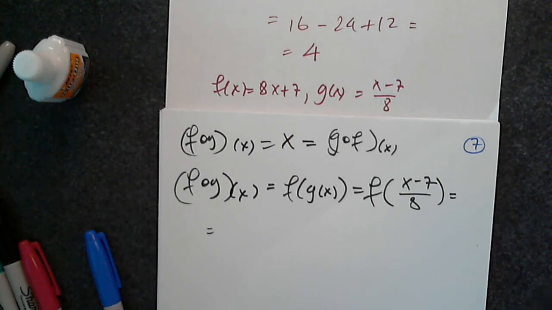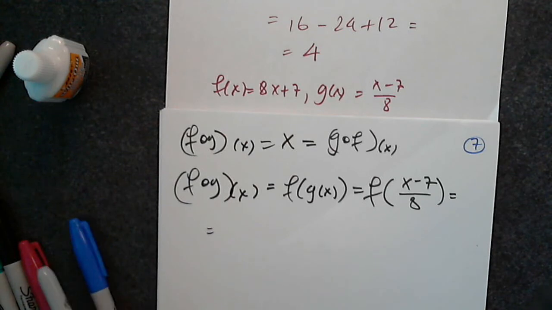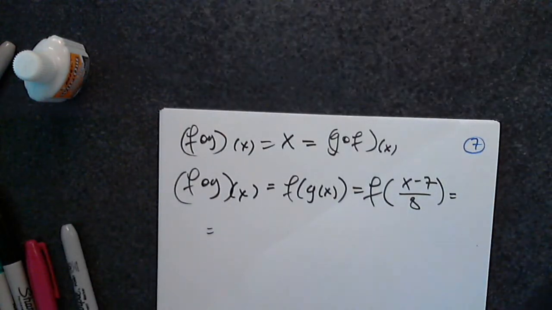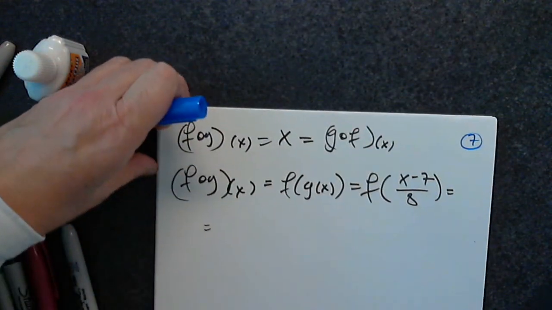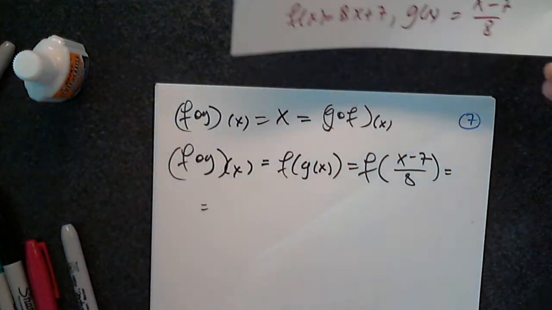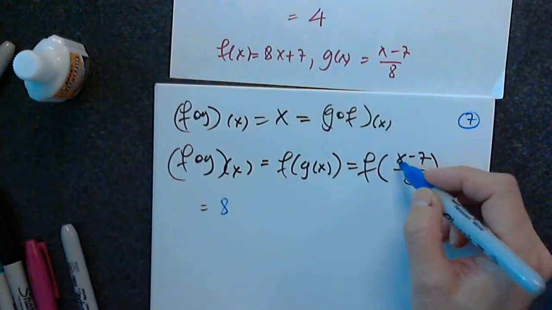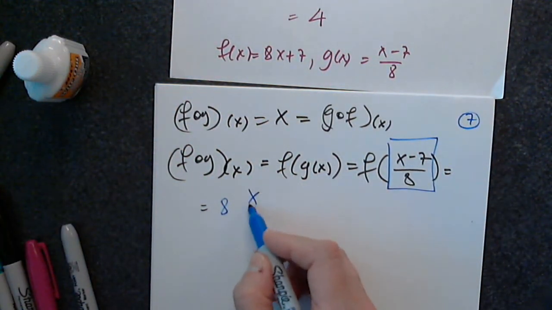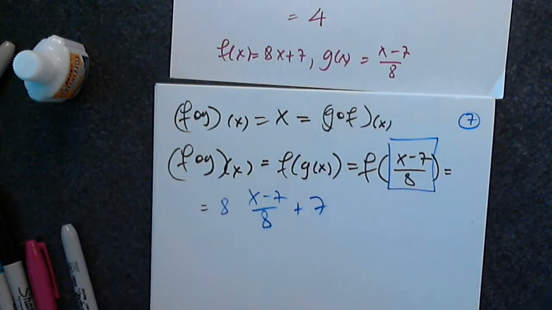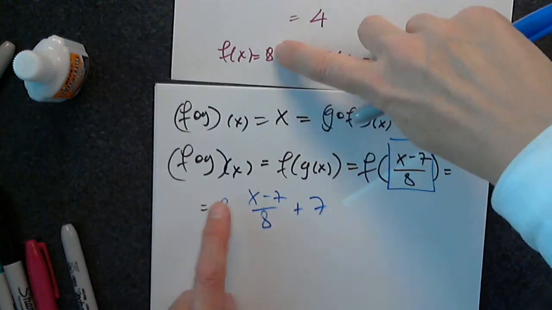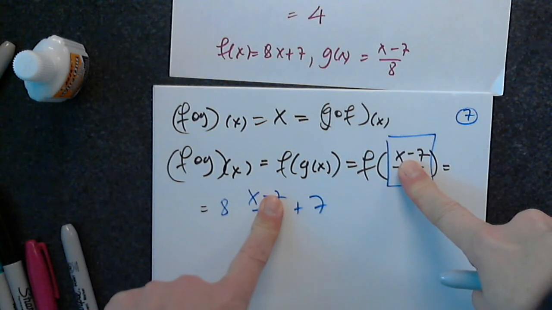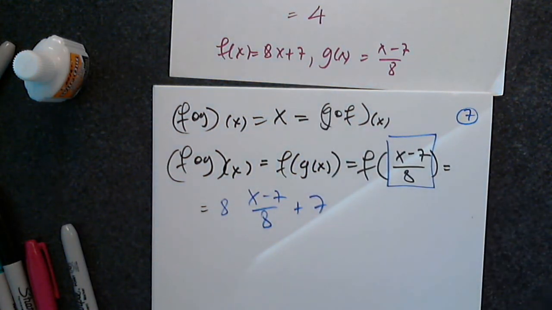F says 8 times plus 7. So please tell me how to write that. So I have to copy 8. I have to copy the argument right now, and then plus 7. Is that clear? So this says f of whatever, but f says 8 times whatever plus 7. 8 times whatever plus 7. Is that clear?